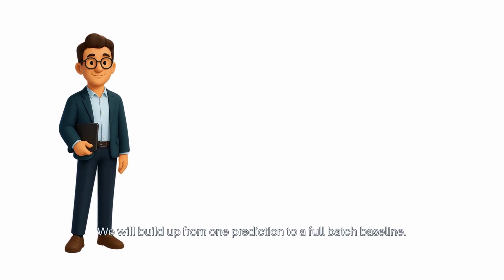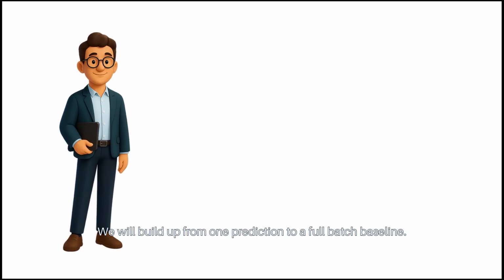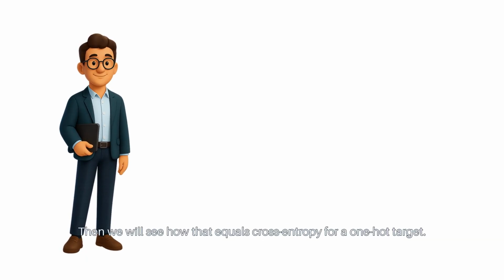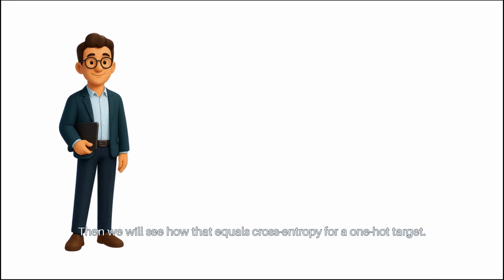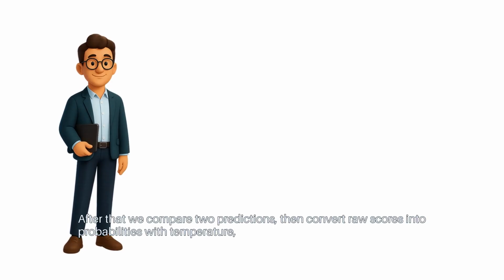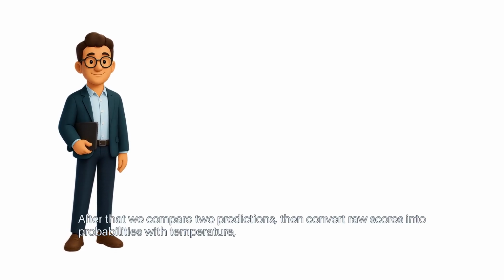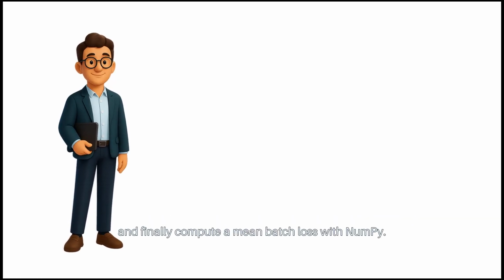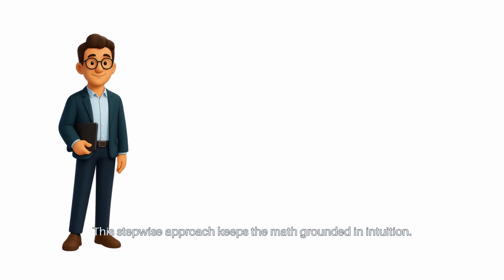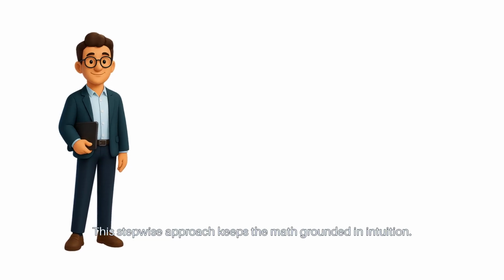We will build up from one prediction to a full batch baseline. First, we will compute the surprise for a single example. Then we will see how that equals cross-entropy for a one-hot target. After that, we compare two predictions, then convert raw scores into probabilities with temperature, and finally compute a mean batch loss with NumPy. This stepwise approach keeps the math grounded in intuition.